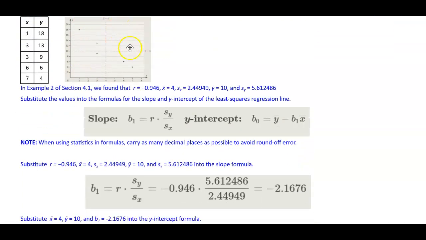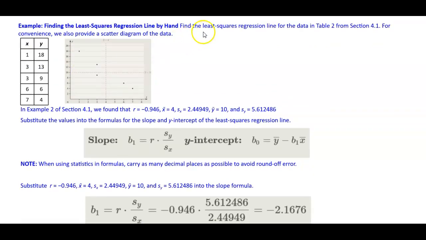Finding the least squares regression line by hand: find the least squares regression line for the data in Table 2 from Section 4.1. For convenience, we also provide a scatter diagram of the data. In example 2 of section 4.1, we found that r was equal to negative 0.946. The sample mean of x was 4. The sample standard deviation of x was 2.44949. The y mean, or the sample mean for y values, is equal to 10.